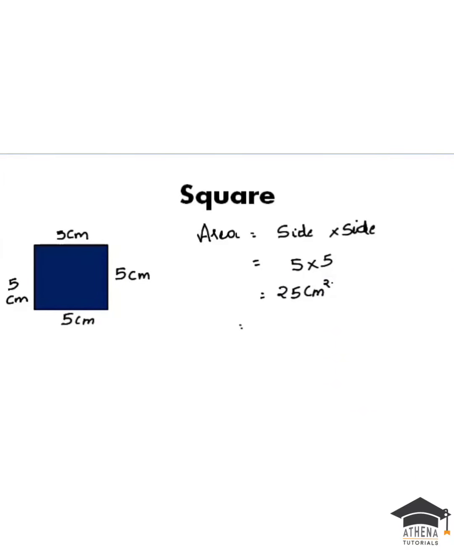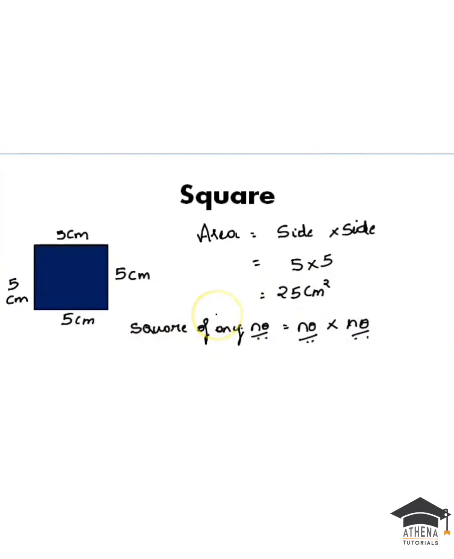Just like that, square of any number is equal to number into number. I'll explain this. Multiplying a number by itself, by the same number, will give the square of the number.